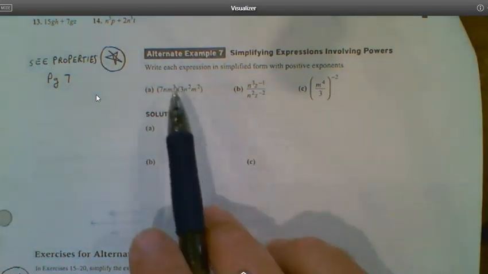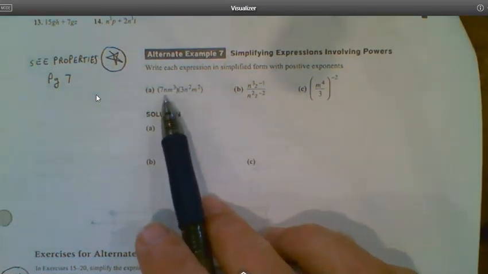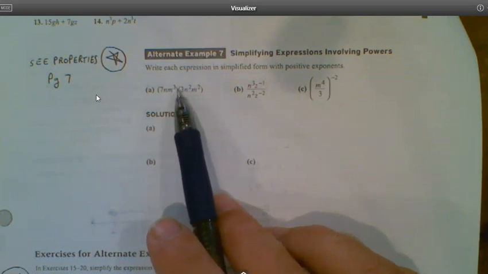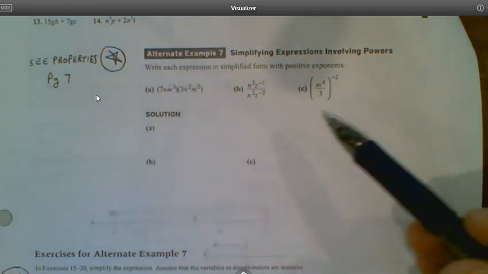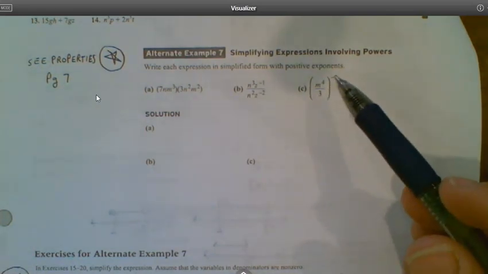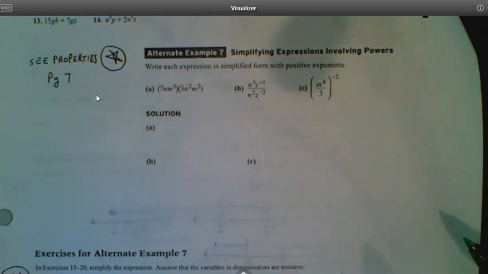But just remember, for rules of exponents, if we are multiplying these two factors together, the rule for exponents would be to add them. Anytime you're dividing, we subtract the exponents. A power raised to a power, you multiply the exponents. So those are kind of some of the main ones I wanted you to see.